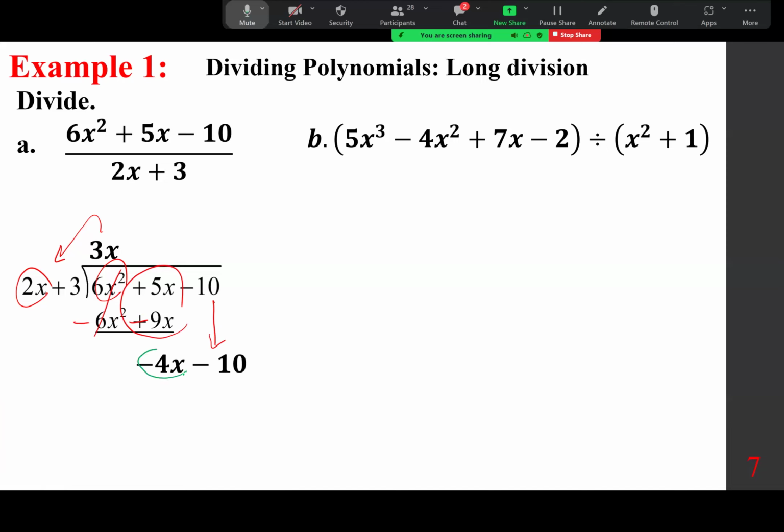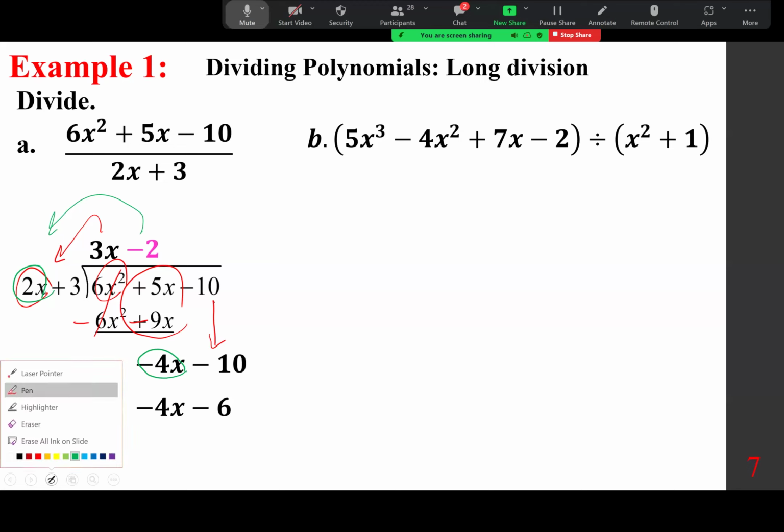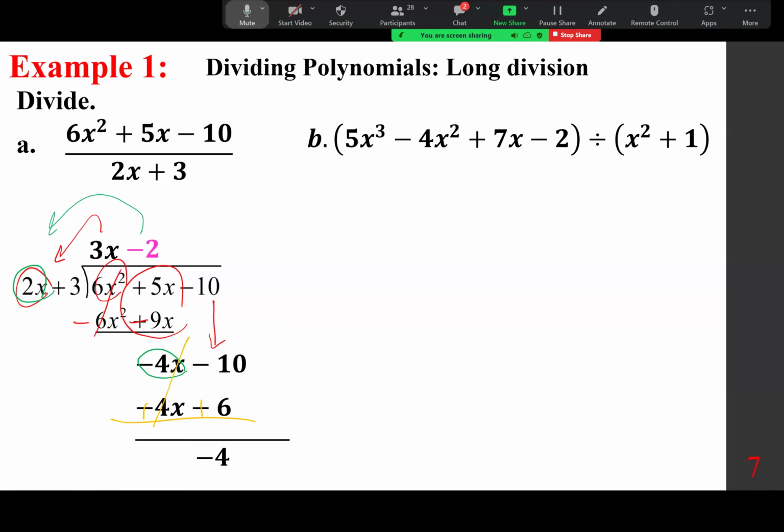We are going to divide negative 4x again by 2x. And that gives us negative 2. We are going to multiply the negative 2 and we get minus 4x minus 6. We are going to subtract. To subtract, we can change the sign and add. We get negative 4 and we are done.